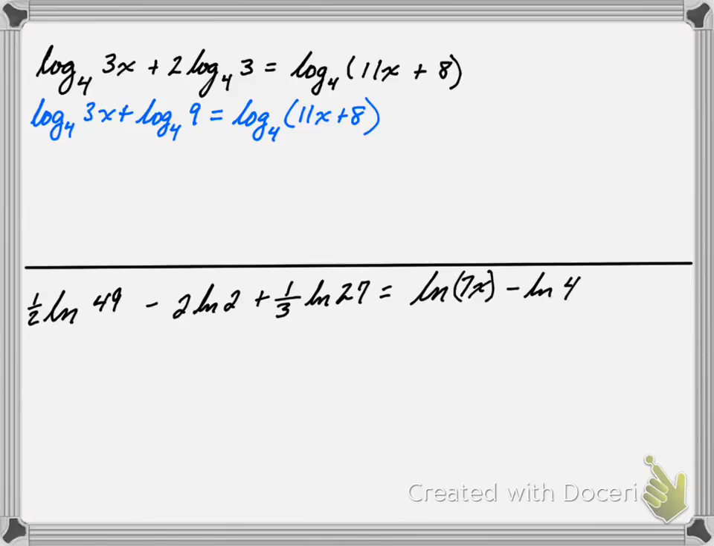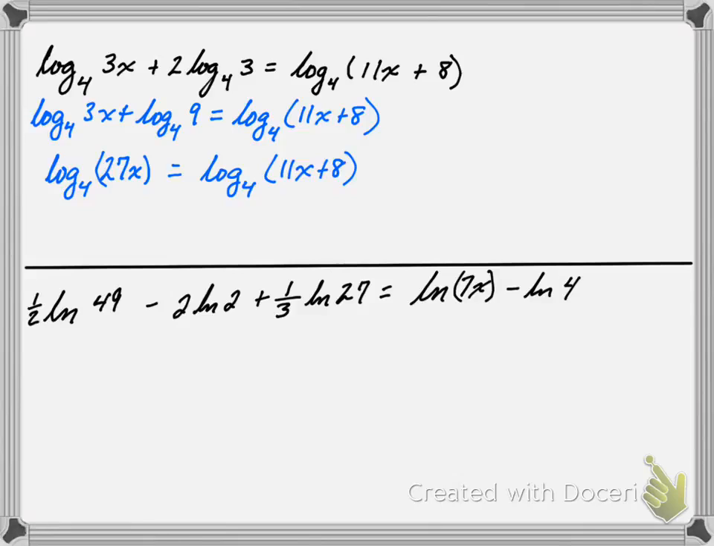All right, now we're going to condense these together, and because there is addition here, we condense by multiplying 3x times 9. That will give us log base 4 of 27x is equal to log base 4 of 11x plus 8.